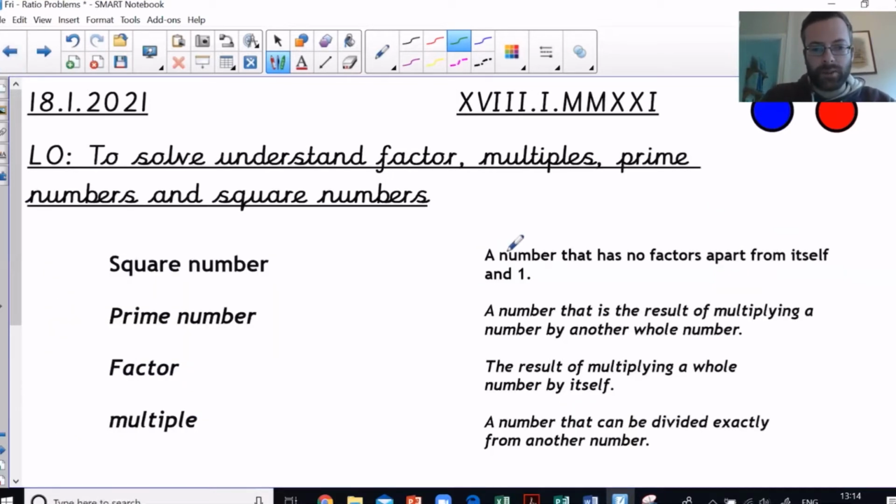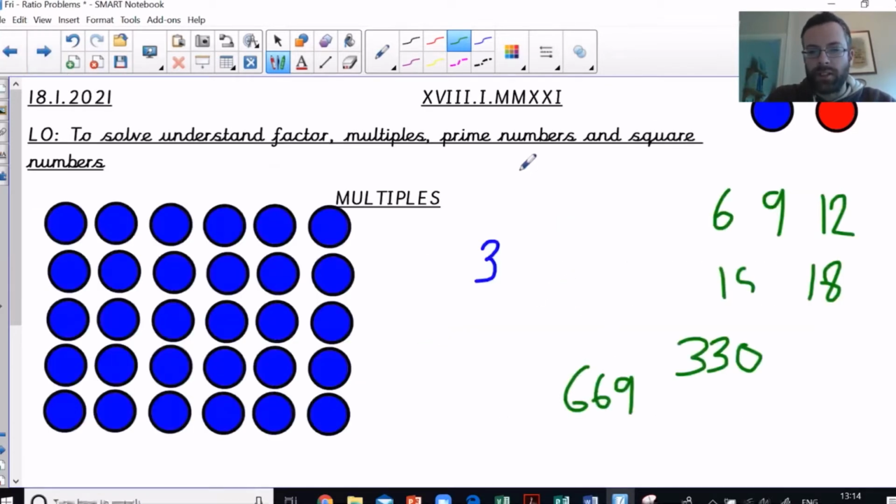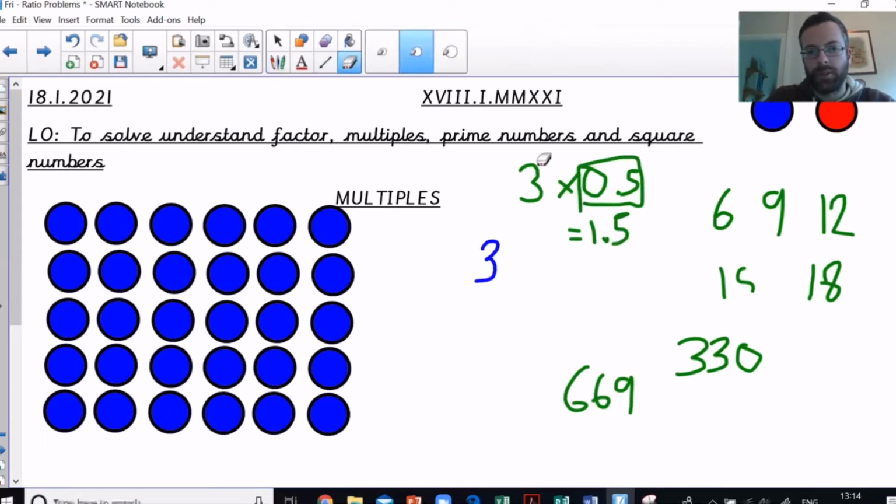So when we go back to this one, the multiple is a number that is the result of multiplying a number by another whole number. The reason I said whole number is because if I did something like 3 times 0.5, that would give me 1.5, which is not a multiple of 3. This has got to be a whole number. Multiples, hopefully we're okay with them.